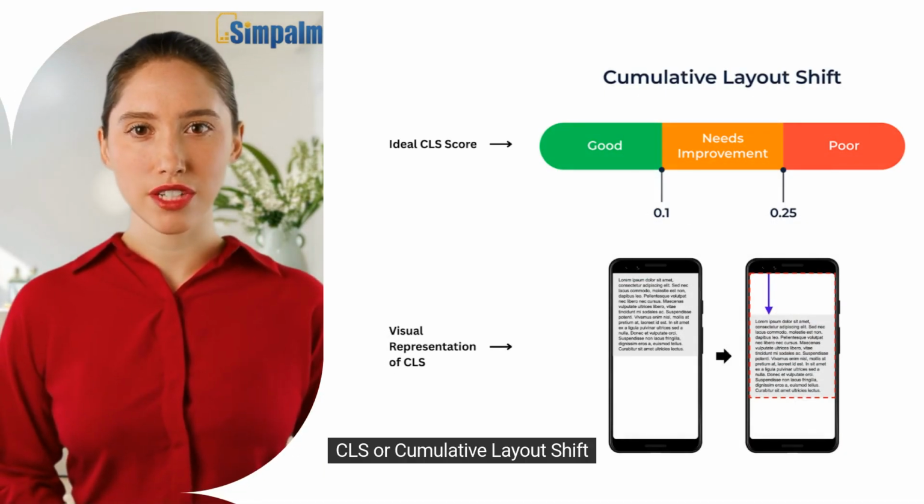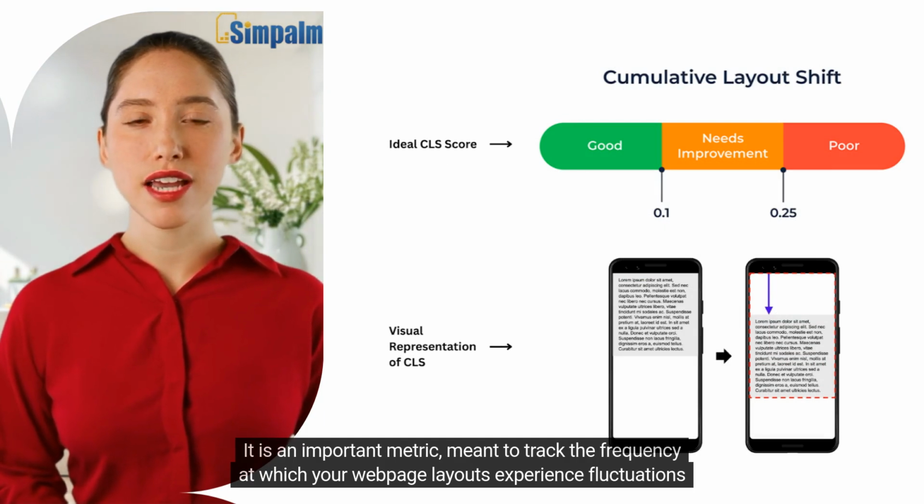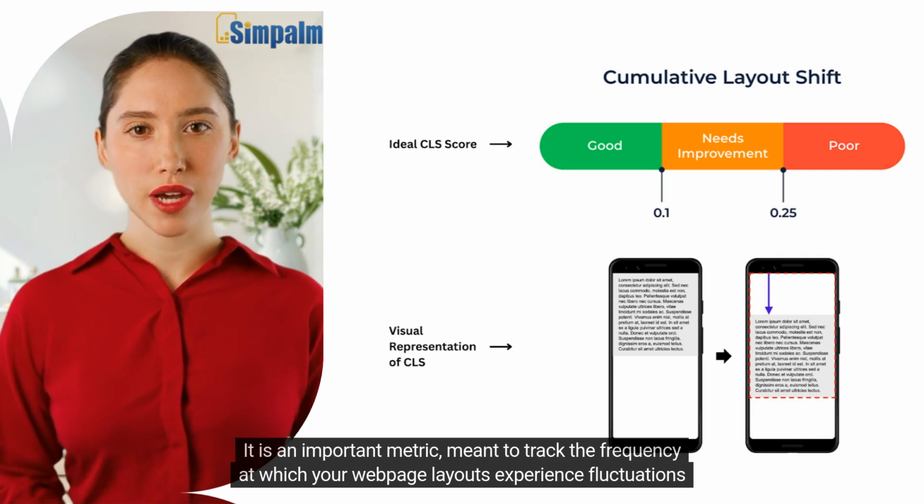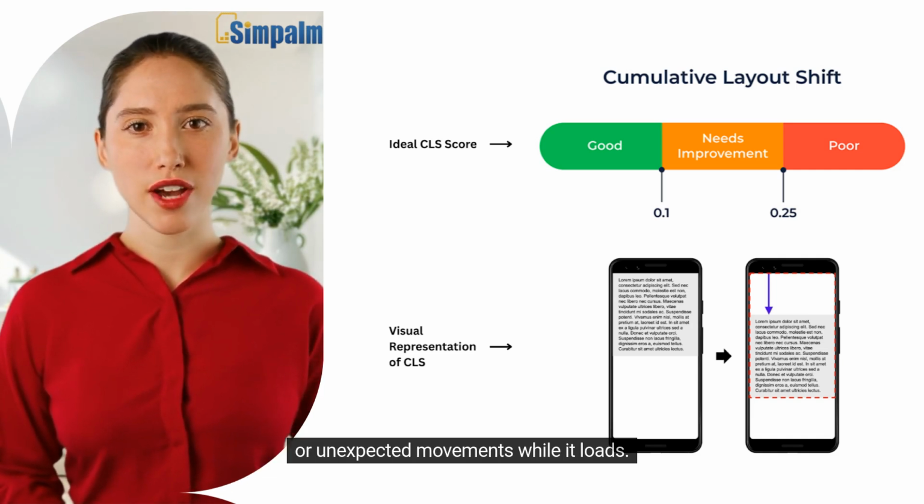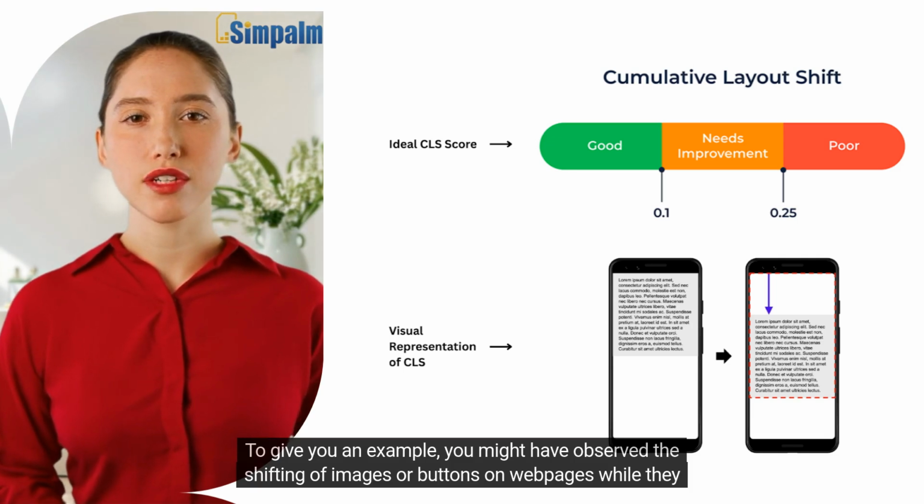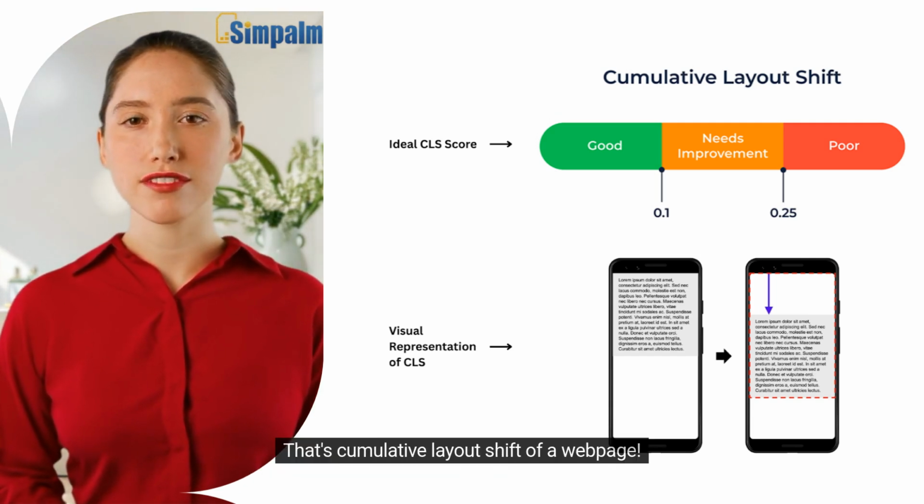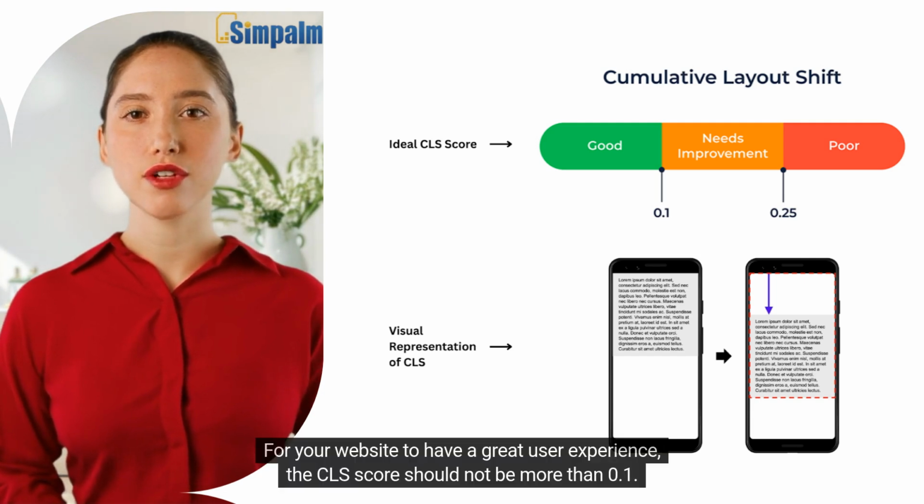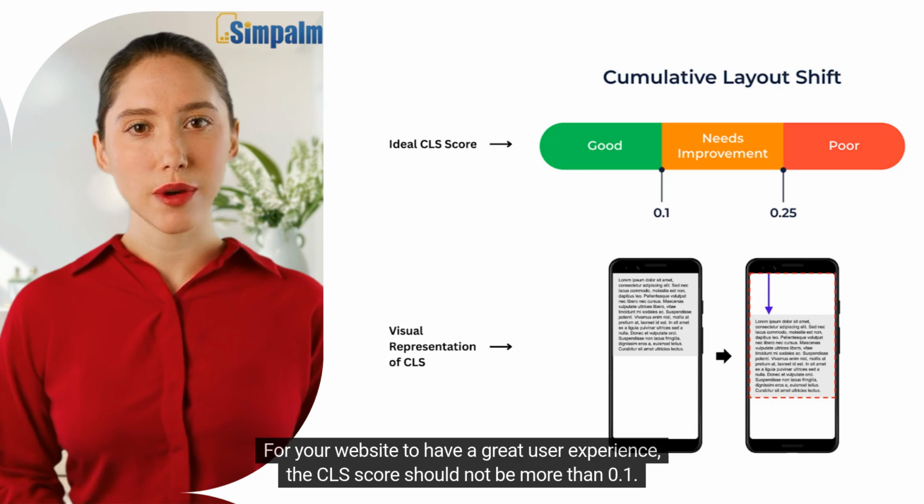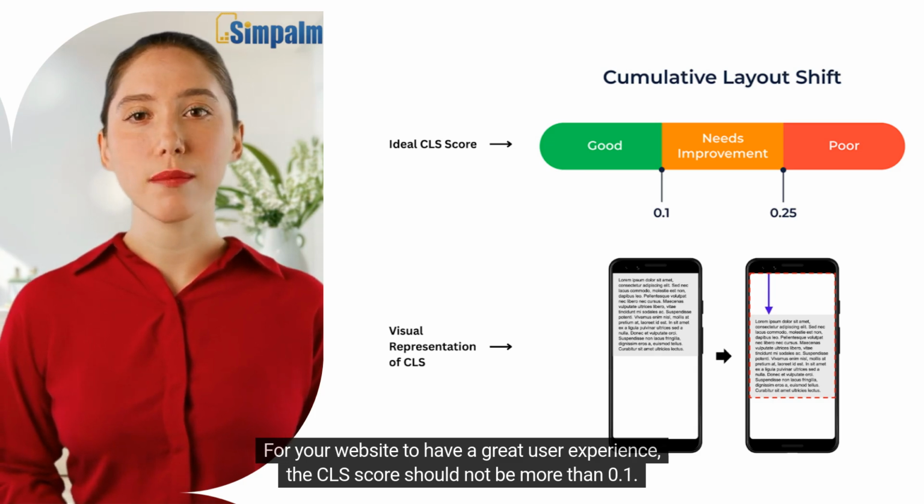CLS, or Cumulative Layout Shift. It is an important metric, meant to track the frequency at which your web page layouts experience fluctuations or unexpected movements while it loads. To give you an example, you might have observed the shifting of images or buttons on web pages while they load on your screen. That's cumulative layout shift of a web page. For your website to have a great user experience, the CLS score should not be more than 0.1.